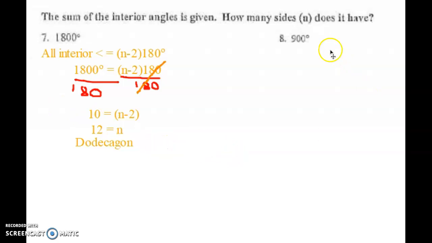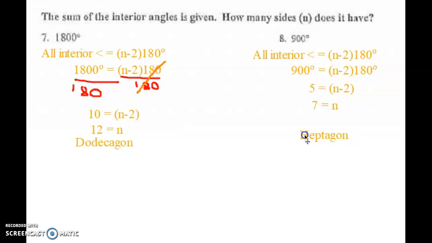Okay, well, with problem 8, the second problem here, we're going to do the same thing, and notice all interior angles. Well, they told us it's 900, so that's going to be the left side of our equation. And just like we did over here, I would certainly divide by 180. You could distribute the 180, but you're going to get bigger numbers, and it might be a little bit more work for you. So it's easier just to divide both sides by 180, and notice we're going to get a 5 on the left-hand side, and now when we add a 2, we get 7 sides. And that happens to be a heptagon.